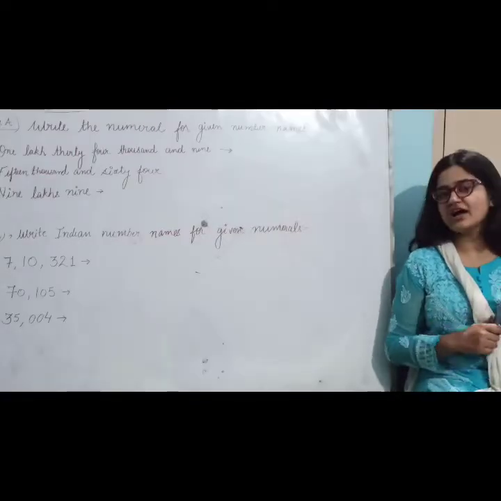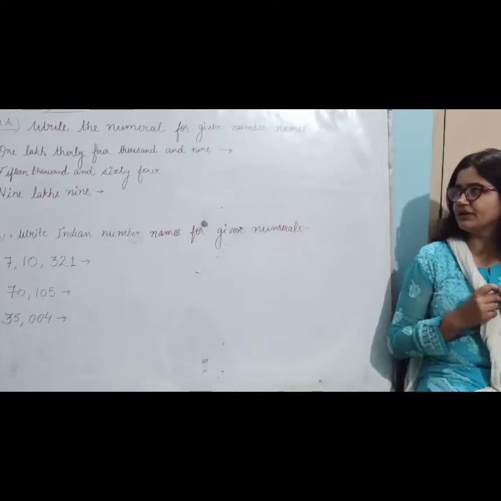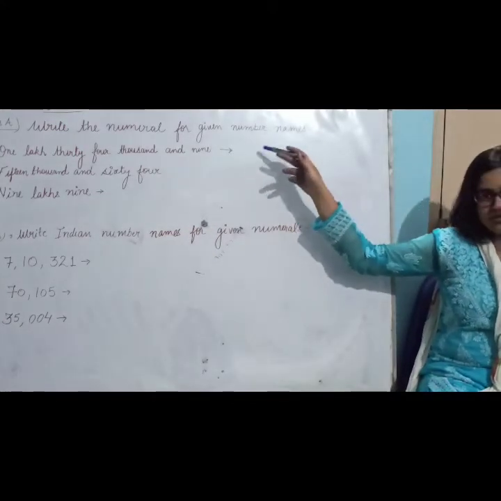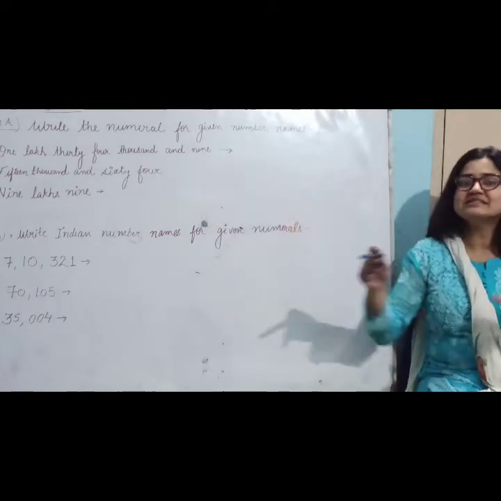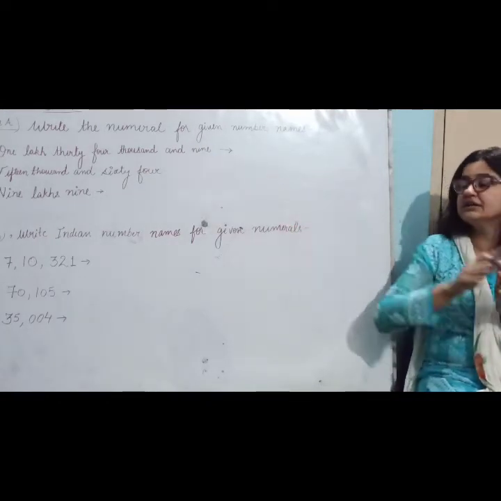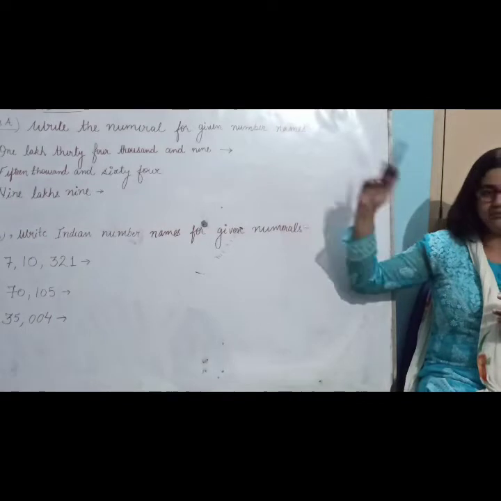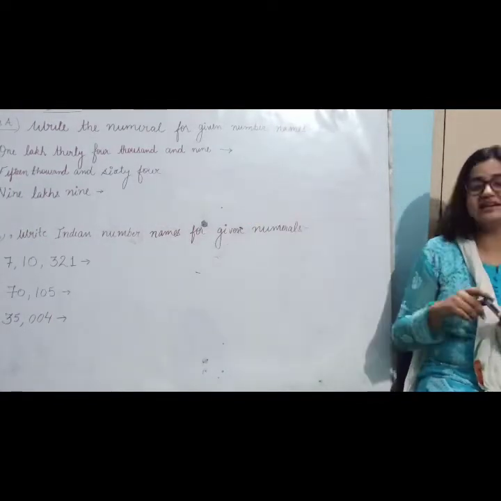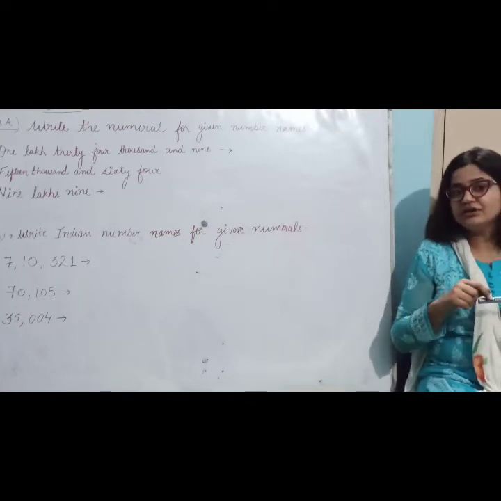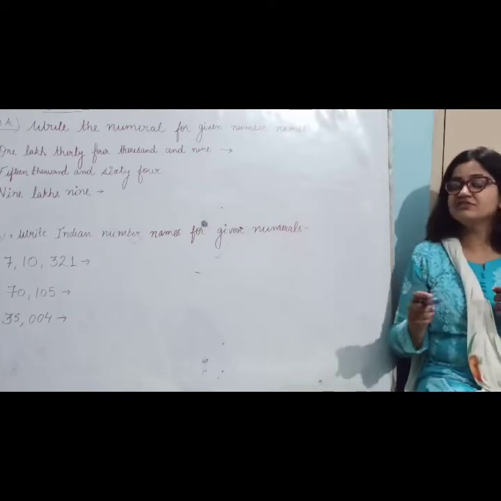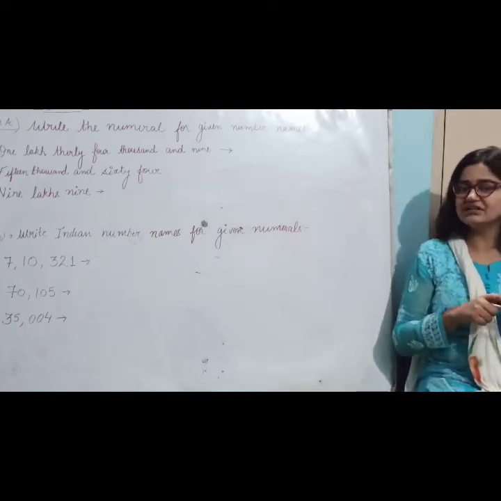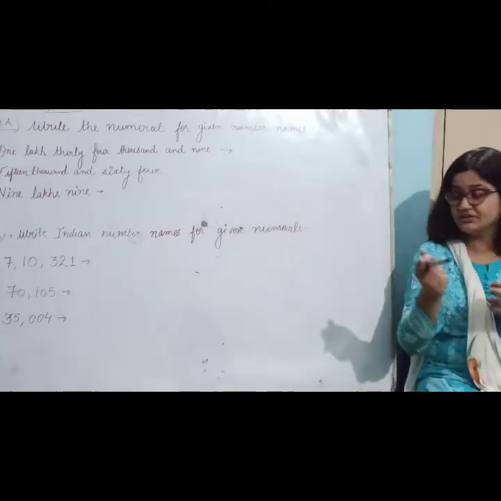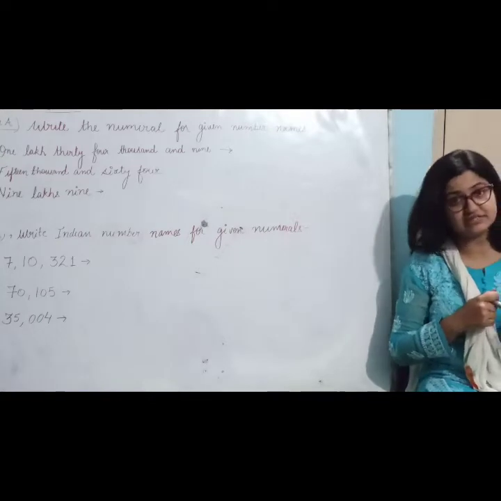Now we are going to start with exercise 1.1. Question A is to write the numeral for the given number names. It's written as number names. Numeral means a number. We have to write the number for a given number name. What is the number name given to you? 1,34,009. So how are we going to write it? First of all, we have to differentiate whether it is Indian or international. If it is given as 1,34,000 and it is written lakh, that means it is obviously Indian.